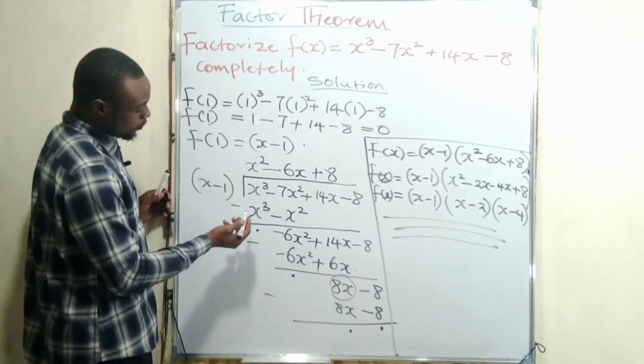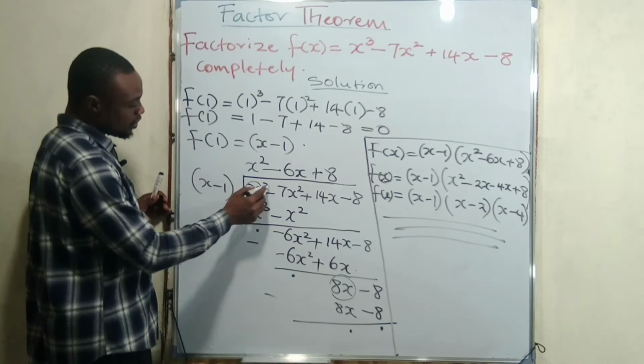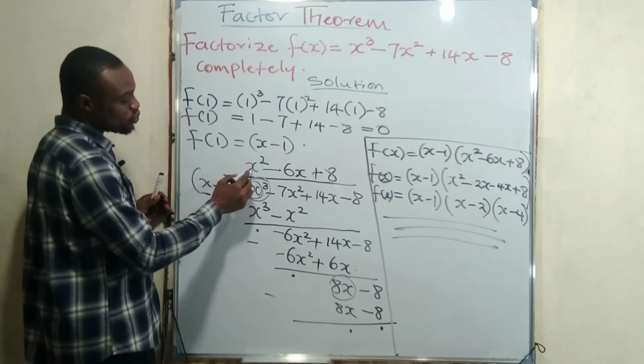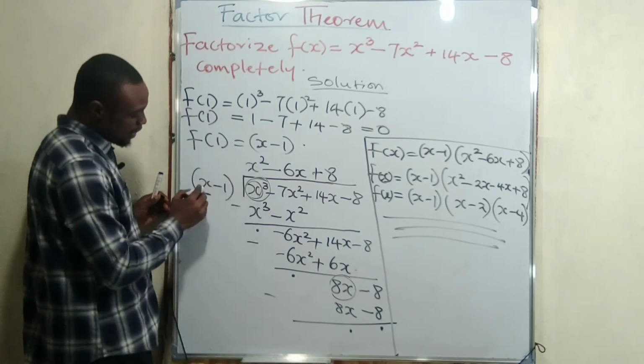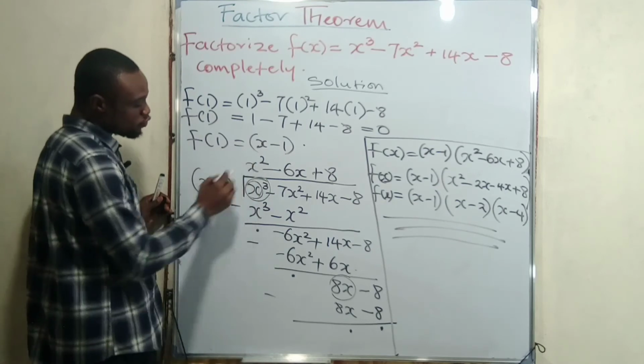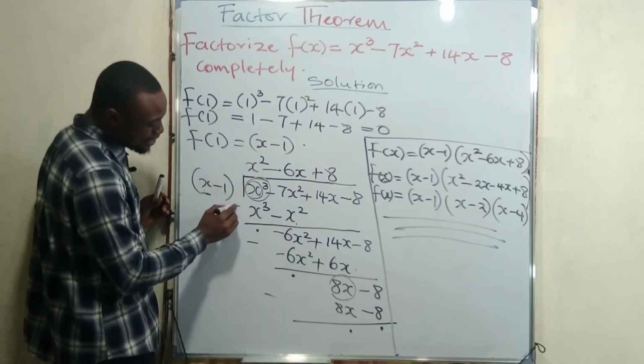I said you have x here, this x cube here. X cube divides x here, gives you what? X raised to the power of 2. Now x raised to the power of 2 multiplies x again, gives you what? X raised to the power of 3. Also, x raised to the power of 2 multiplies minus this, gives you what? This. Alright, so there's an imaginary minus sign here.